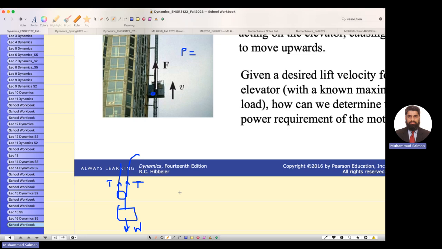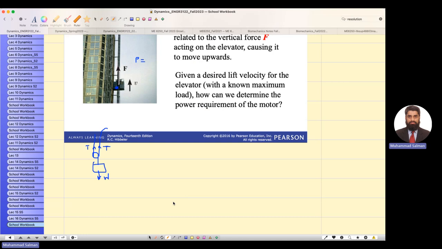So this is the smart system. When you are in design engineering, you will try to reduce the power requirement of the motor. The smaller the motor, the lesser the cost, okay? And smaller, cost-effective devices are what people would like to buy.